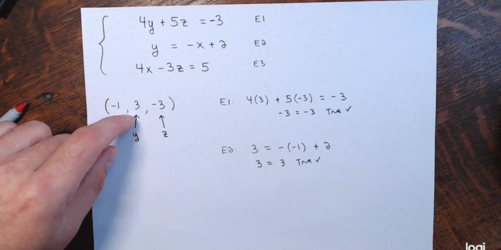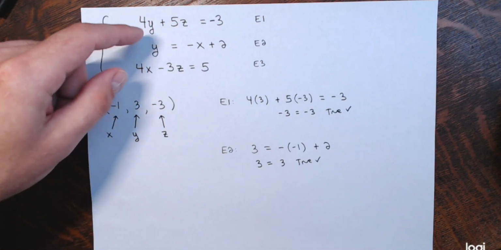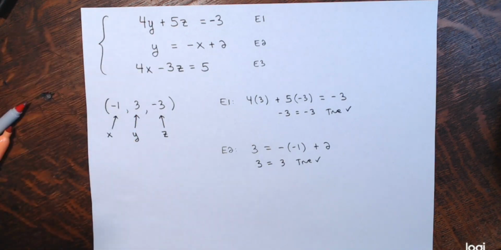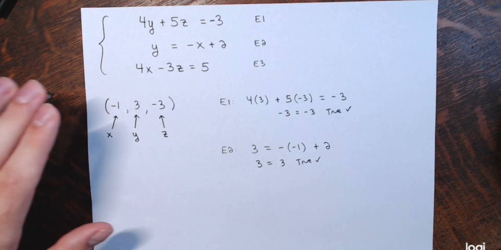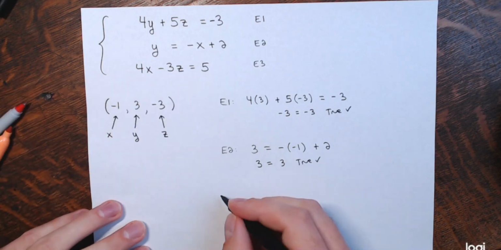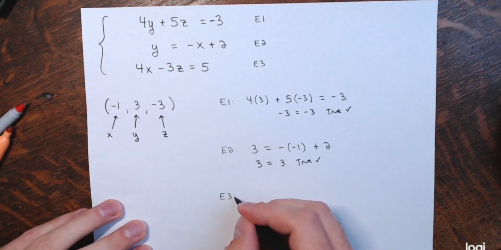This ordered triple is a solution of the first 2 equations, but again, that doesn't mean it's a solution of the system. Has to be satisfying all 3. So now I'm going to equation 3.